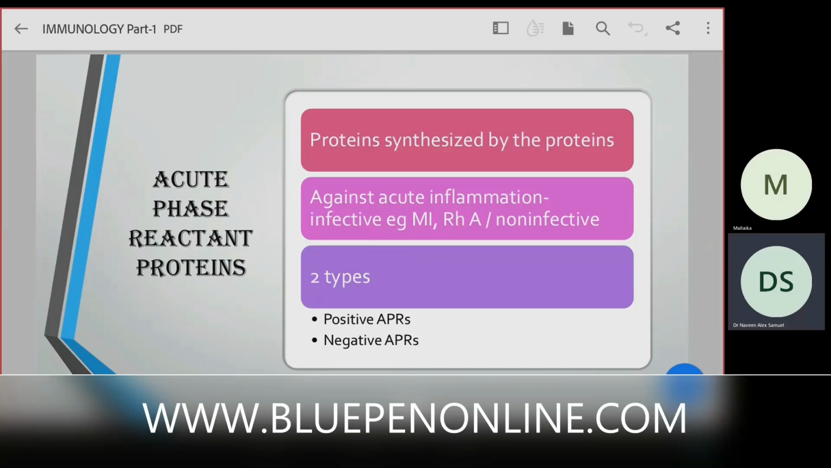They are proteins synthesized by the liver against acute inflammation, seen in infective stages or in acute inflammation, for example in rheumatoid arthritis or MI, so it's seen in non-infective cases also. There are two types of acute phase reactant proteins: positive and negative. You know why they are called positive and negative? I'll tell you in the subsequent slide.